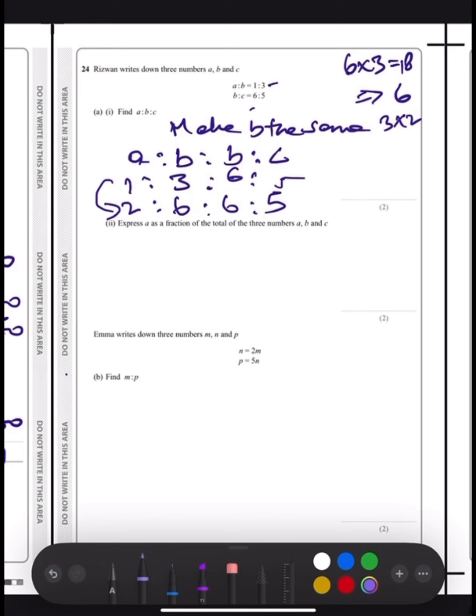And then for the final answer, we wrote 2:6:5, and that will be your answer for this question. So I hope this is clear to everyone. I can explain it in more time and more slowly if you want me to in another video. Please let me know in the comments.